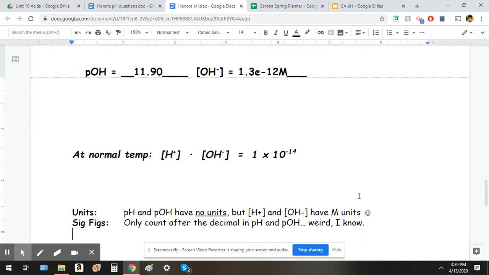Hopefully that makes sense. If you have any questions, feel free to text or email me. What I've already mentioned, but it's listed right here at the bottom, there's no units for pH and pOH, right? We just made up those scales to make things easier to compare. But concentrations do have units. Make sure you have the molarity units on those. And I just mentioned the significant figures. It's a little bit hard for some people to grasp at first, but do the best you can.